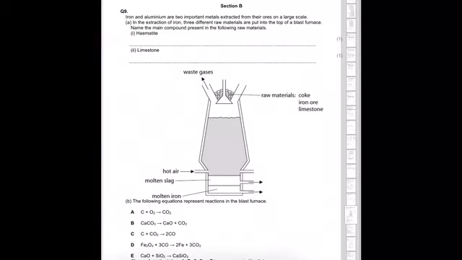Right, this is a quick question. So from the information here, what is the hematite? Well, the hematite is the iron ore. Just using a bit of information there. It's combining the information from the question above with the diagram below.